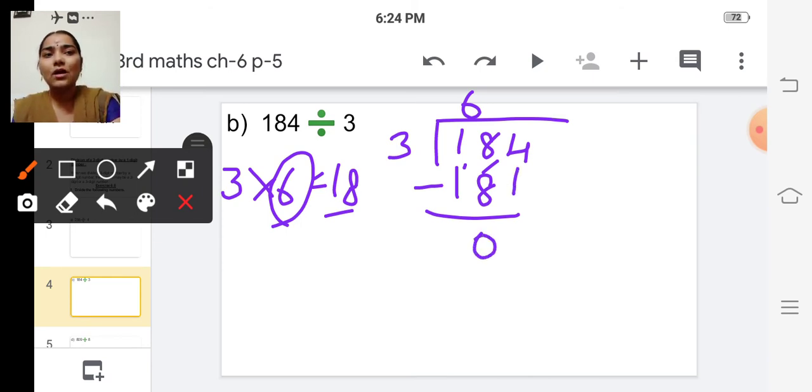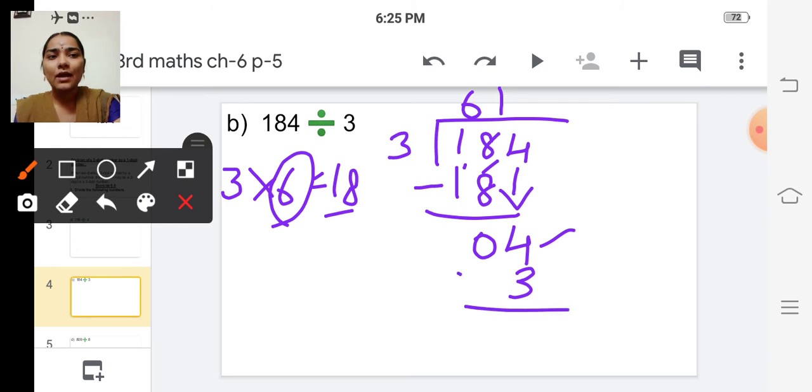And now bring down this 4 here. So now the dividend is 4. 4 is greater than the divisor 3, isn't it? So we can divide. How many times? Only one time, isn't it? So write 1 in the quotient. 1 threes are 3. So write 3 below the dividend and subtract. 4 minus 3 is 1.